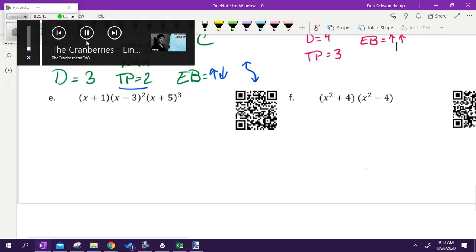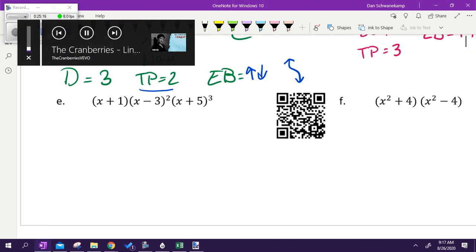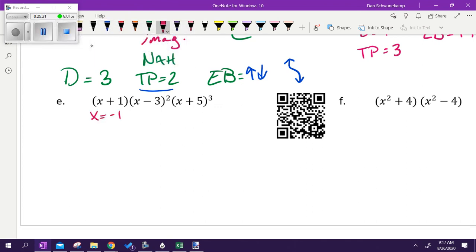All right, let's finish this thing up. We're going through the different problems just like we did before. I'm going to go quickly. X is equal to -1, x is equal to 3, and x is equal to -5. Touch or cross at -1? Cross. At 3, cross. At -5, touch. Cross because it's odd, even, odd.